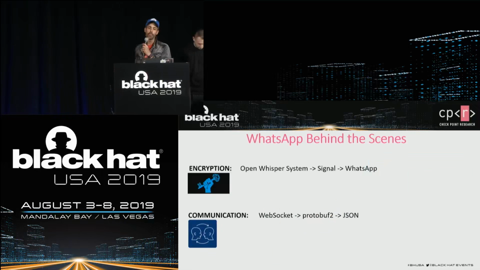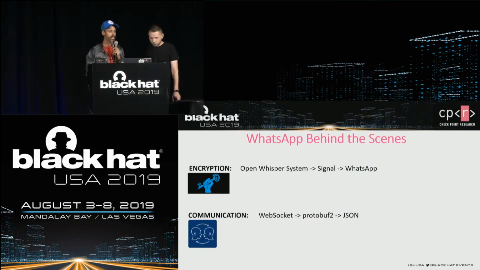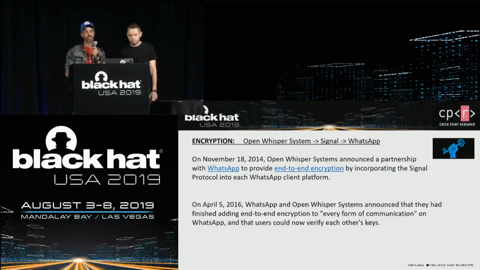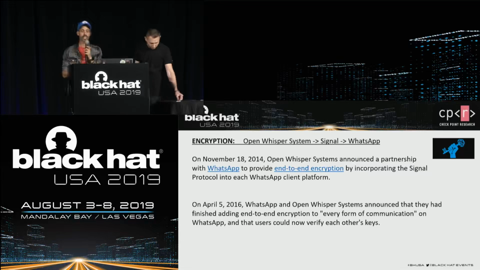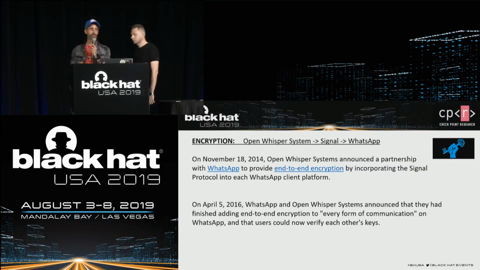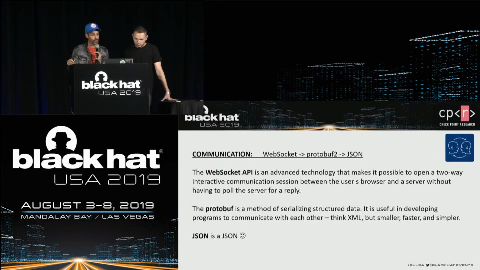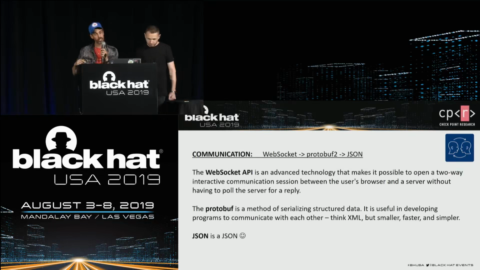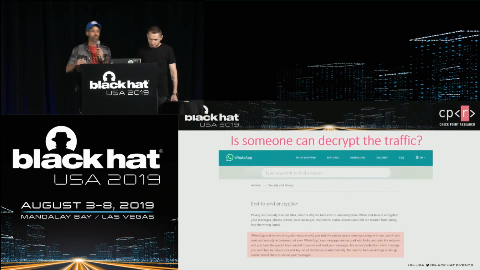WhatsApp is using two methods for encryption and communication, so let's discuss them. For encryption, they are using the Signal protocol provided by Open Whisper Systems. They started the project in 2014, and in 2016 they finished the integration into the platform. For communication, they are using Protobuf, which is a serialization structure. It takes XML, JSON, or any kind of data structure and makes it very fast and efficient for this application.